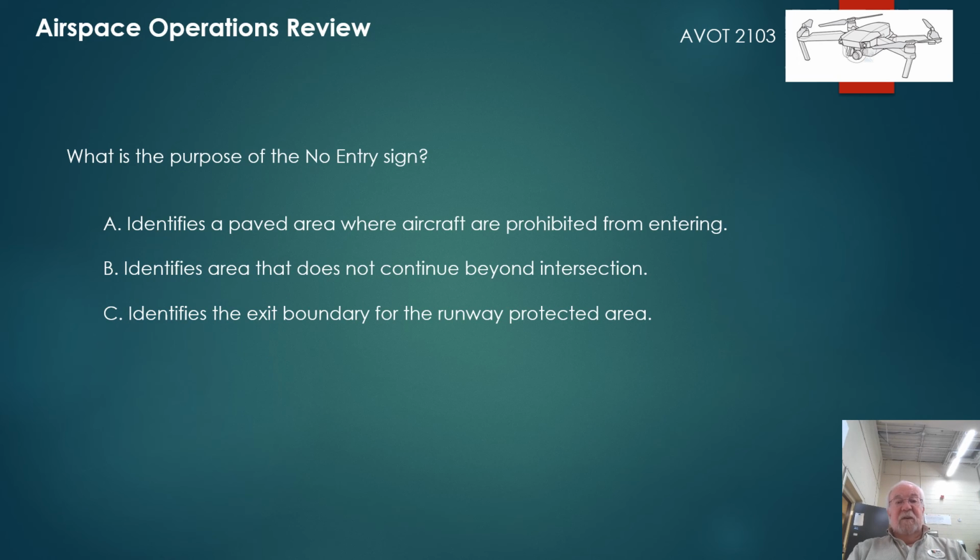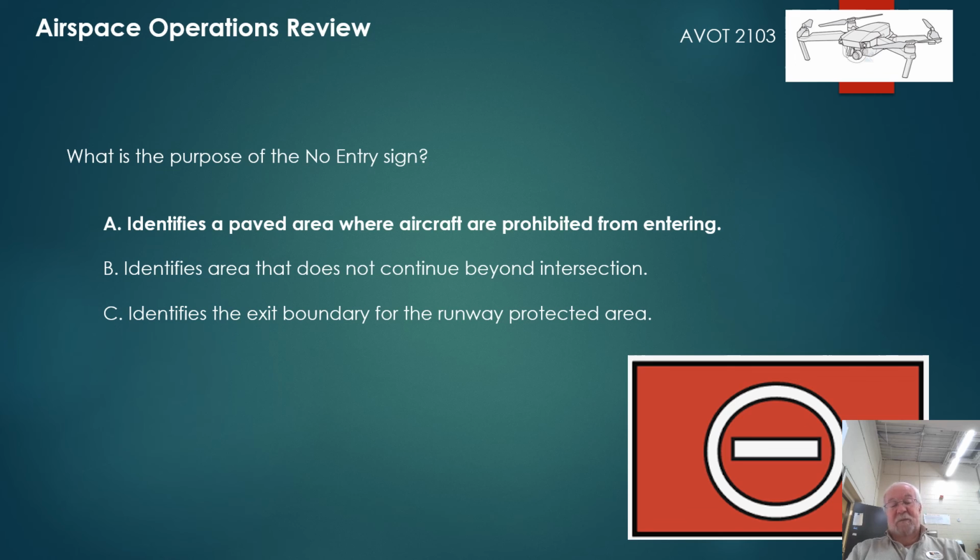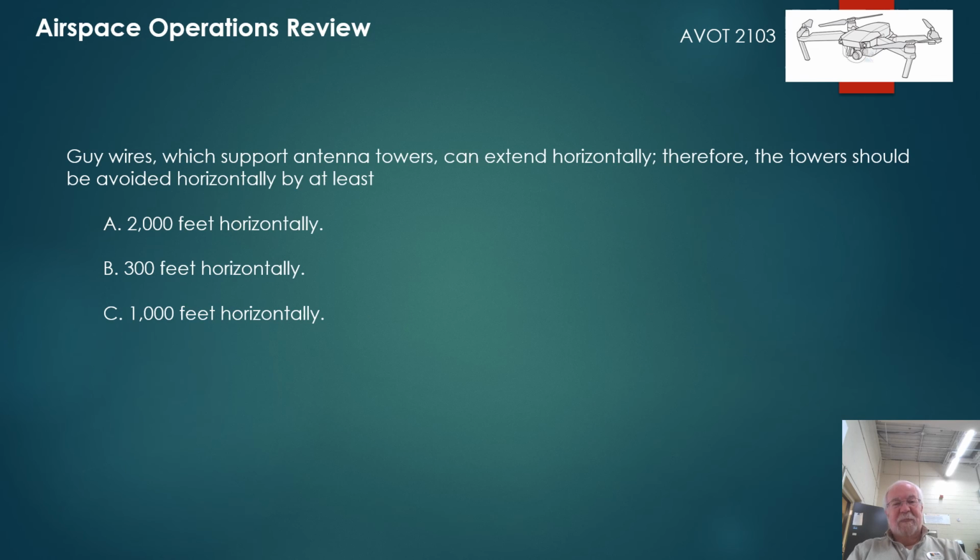Okay, what's the purpose of the no entry sign? We didn't talk about this, but it seems like a no-brainer to me. No entry means you're not supposed to enter. And sure enough, it looks like that, by the way. It identifies a paved area where aircraft are prohibited from entering, so don't go there.